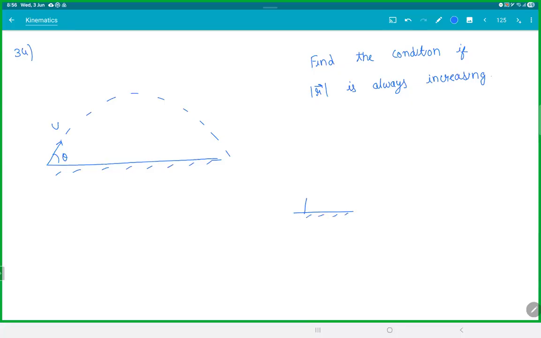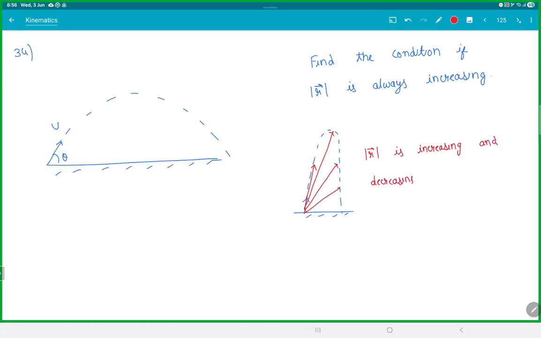Let's say you projected the particle like this. If you go up and if you come down, look at the distance here. Initially this was your R bar, this was your R bar, this is your R bar. So here R bar is increasing and decreasing. Mod R bar, the length of the vector, is increasing and decreasing. We don't want this to happen. The vector should always increase, the magnitude of the vector.